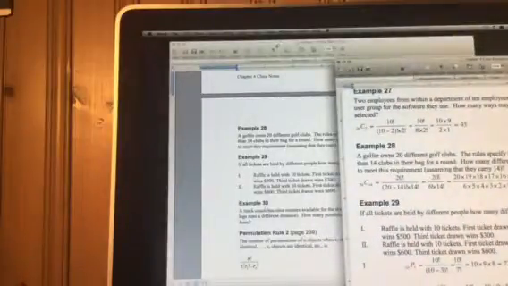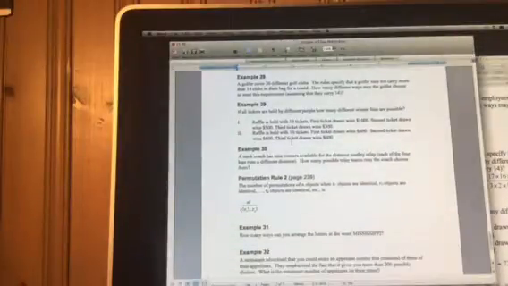All right. 2 more short examples. Example 29 is meant to show the difference between permutations and combinations. If all tickets are held by different people, how many different winner lists are possible? So 2 raffles here. Raffle 1, held with 10 tickets. First ticket drawn wins 1,000. Second ticket drawn wins 500. Third ticket drawn wins 300. Second raffle is held also with 10 tickets. First ticket drawn wins 600. Second ticket 600. Third ticket 600. So both raffles give out $1,800.